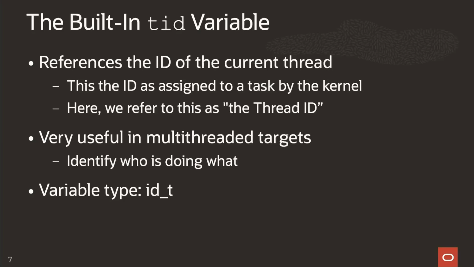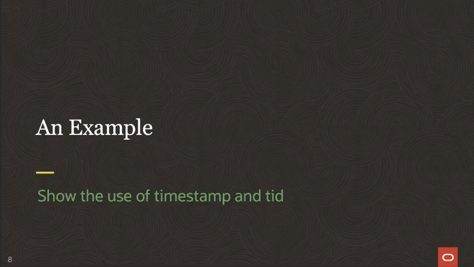The built-in TID variable is very useful because it gives the reference of the current thread. It gives you the ID of the current thread. That's the ID as assigned to a task by the Linux kernel. Here we refer to this as the thread ID. It's a good way to identify different threads. And that's quite a natural thing that you want to do when you have a multi-threaded environment. For example, you can identify who's doing what. You can differentiate according to the thread that you're looking at. It has the variable type id_t. It's essentially an integer.